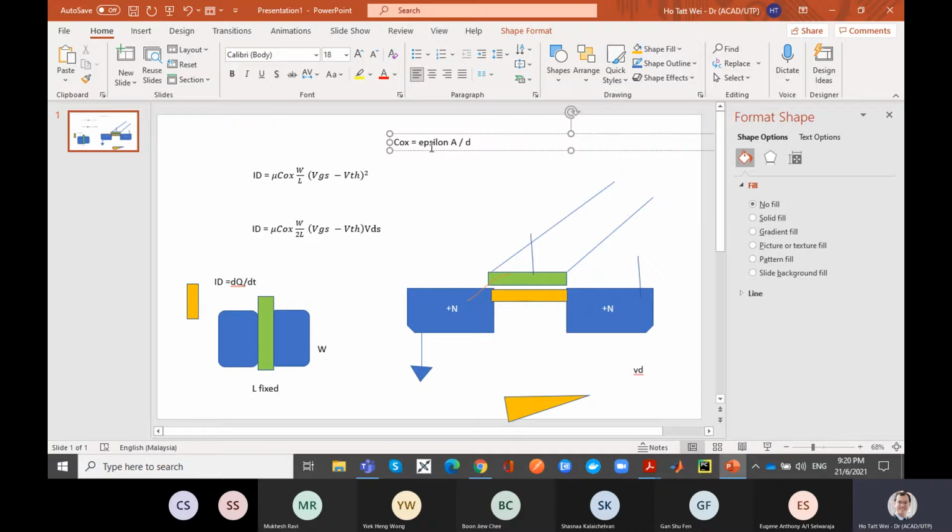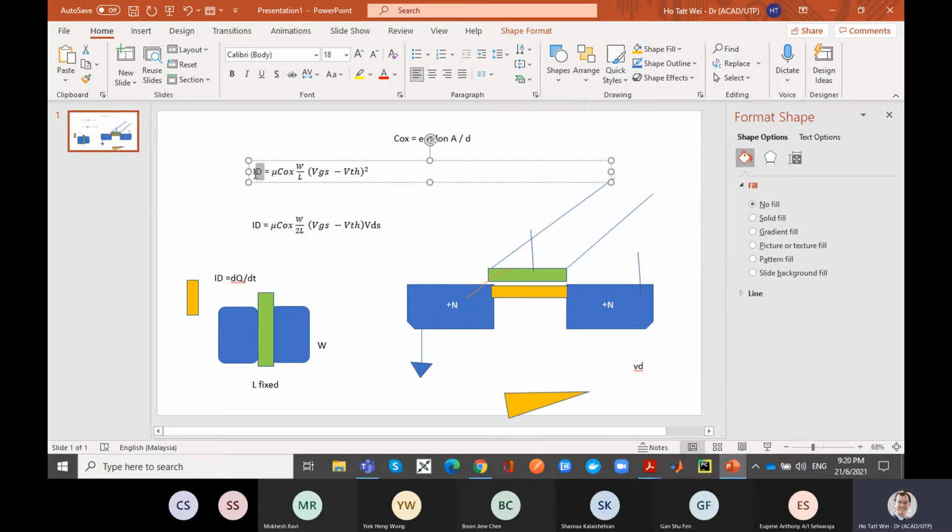So I reduce the distance, or I can increase epsilon, that is I change the dielectric constant of the layer in between. The reason I need you to understand this equation is because I need you to understand all the tools and tricks we use to increase the current. Do you get that?